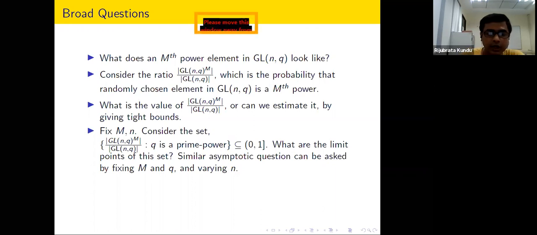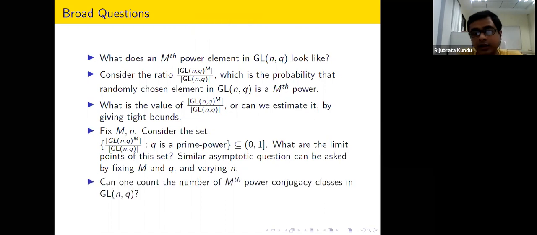Similarly, one can fix m and Q, the size of the field, and vary n. Then it is a sequence in n, and the same asymptotic questions can be asked over varying n. In general, the question is: what happens for large values of n and q?